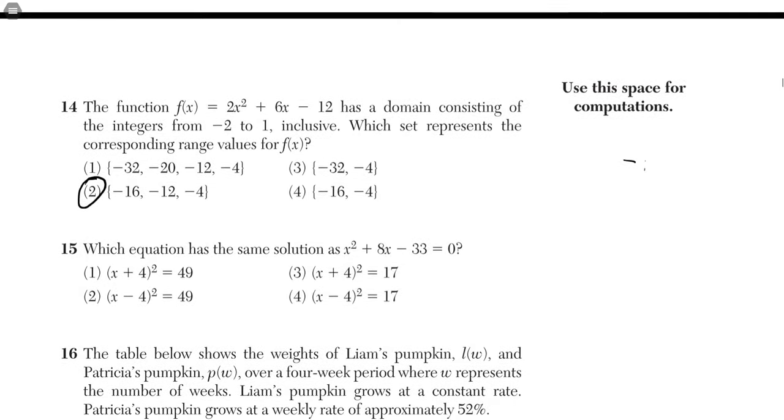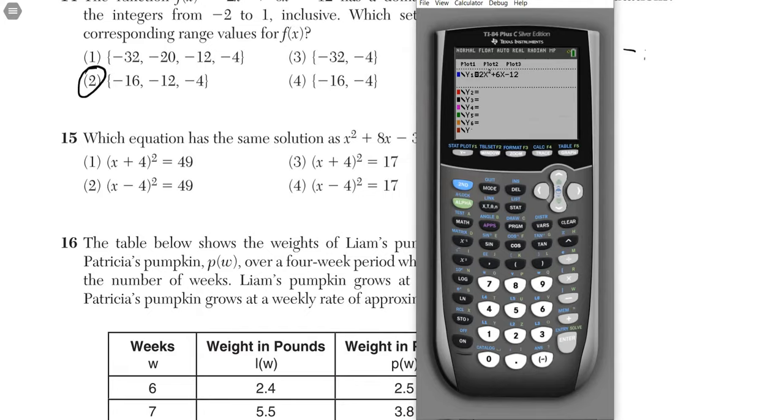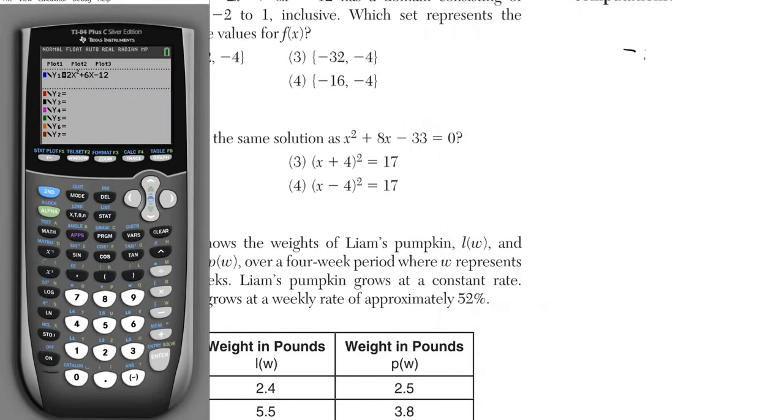Okay, which equation has the same solution as x squared plus 8x minus 33 equals 0? The way that they're expecting you to do it is by completing the square. If you don't know how to do it, you can get around that by finding the solution for the equation in the question and finding the solution for the equations in the choices and seeing which one matches. So let's start off with the expression in the question. Y1 equals left side, y2 equals right side, and find the point of intersection.